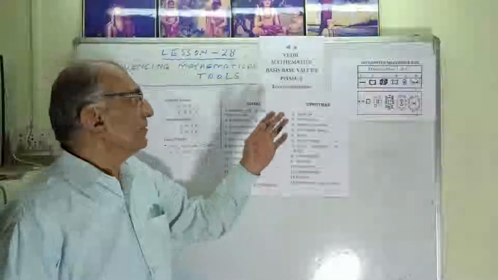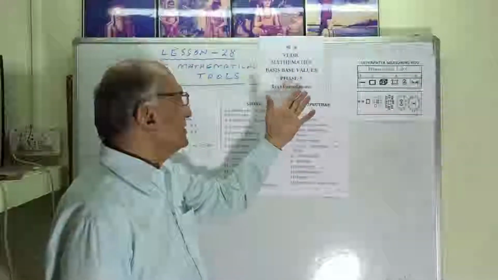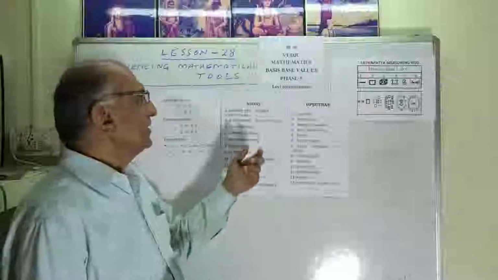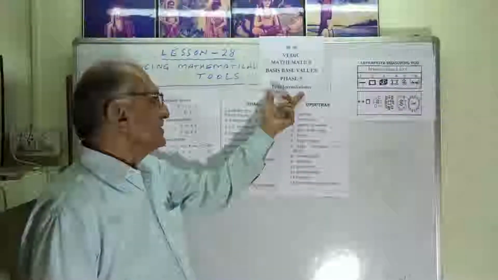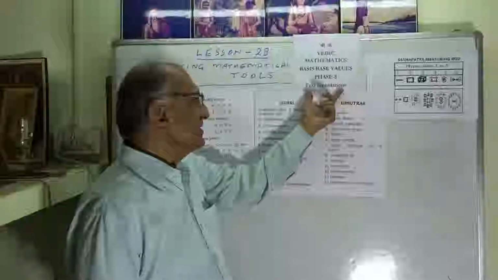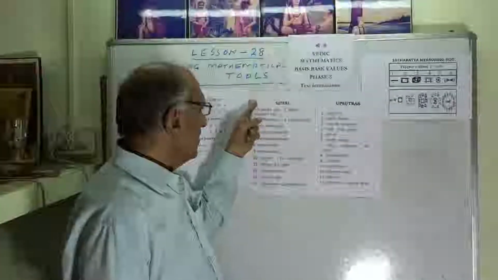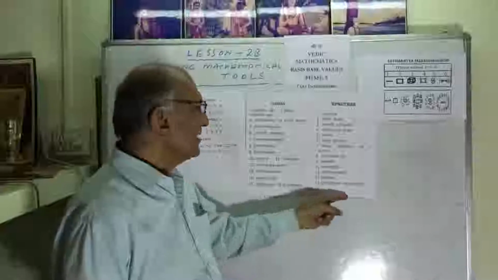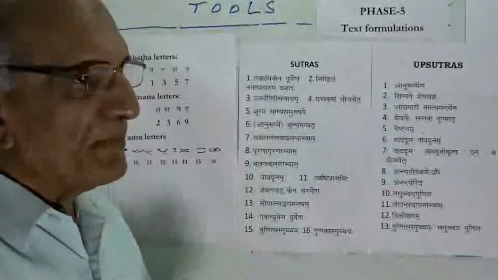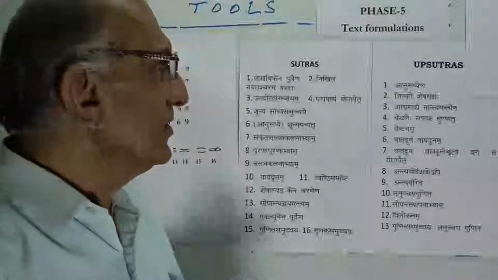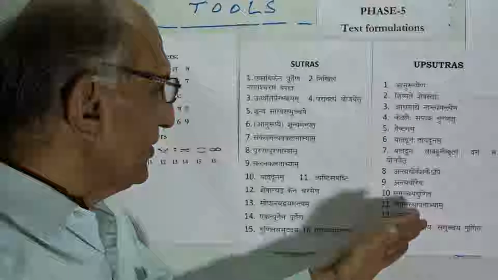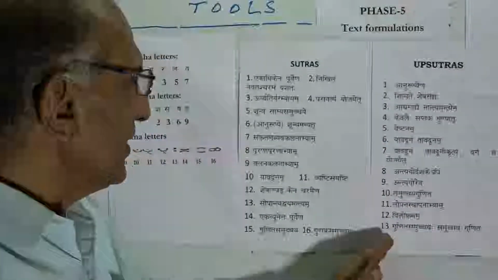Welcome to Vedic Mathematics Basis Base Values classes. We are continuing with text formulations. In this phase 5, the focus is upon text formulations of the text of sutras and upsutras. We can recapitulate that this text is the text of 29 sutras and upsutras.